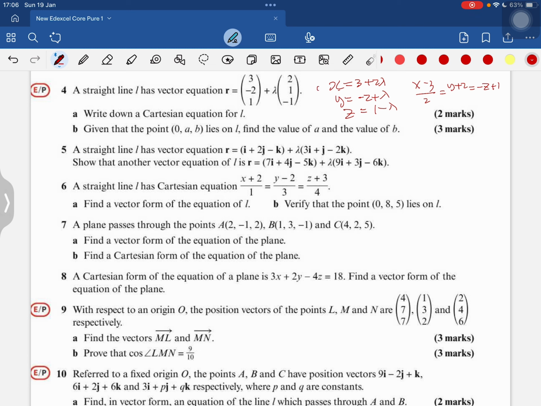So when x equals 0, lambda equals negative 3 over 2. So then y becomes negative 3.5, z equals 2.5. So this is A, and this is B.